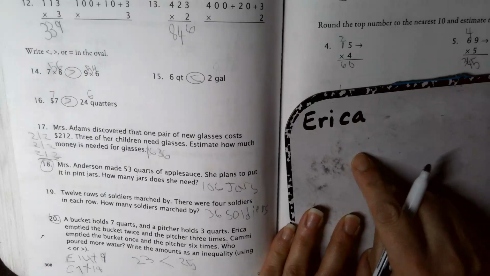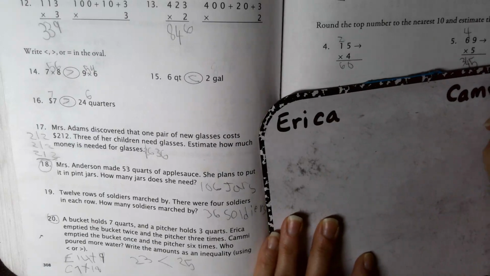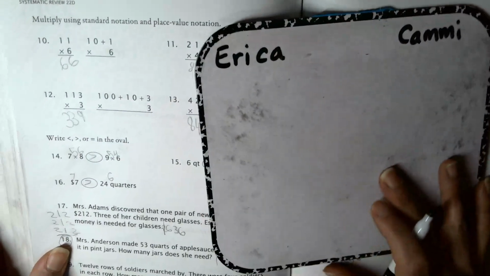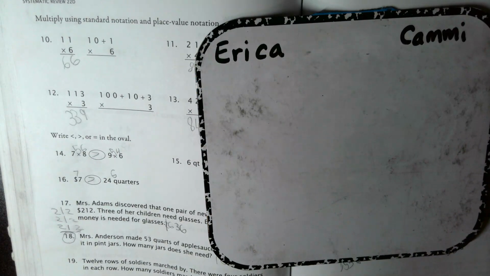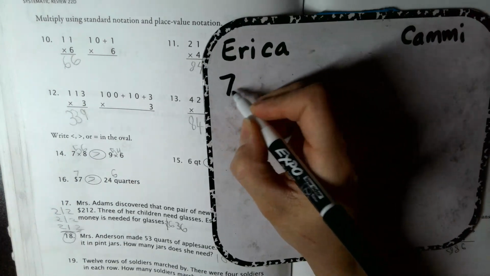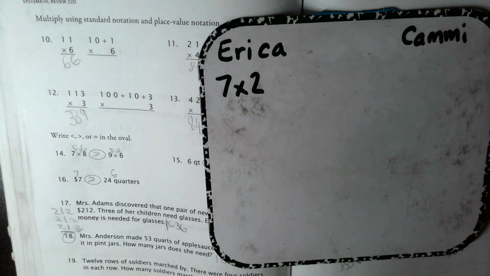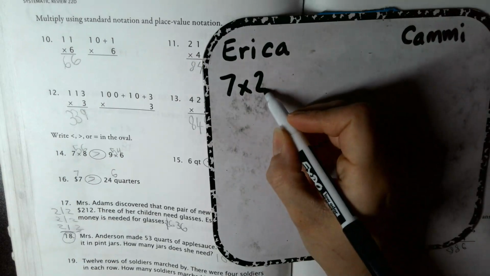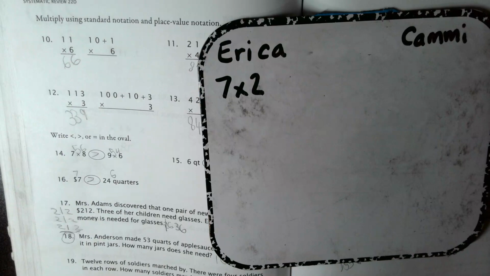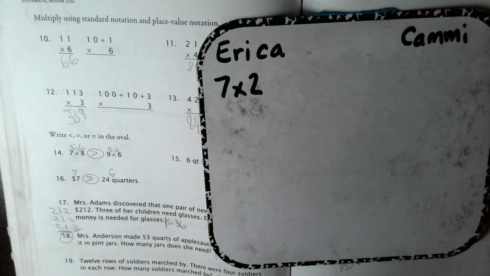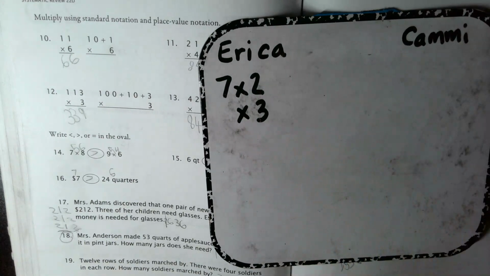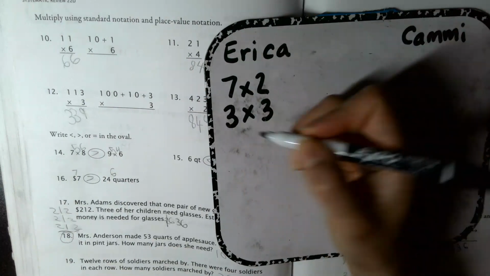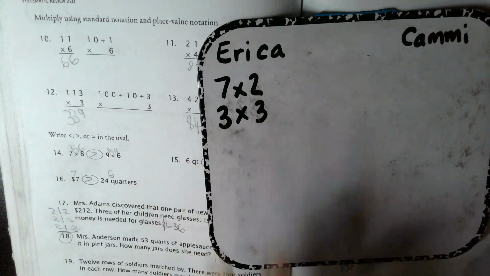by what they're doing. So there's Erica here, and then there's Cami on this side. Okay, so let me scoot that down more. So we have Erica and Cami. Then it says Erica emptied the bucket twice, and the bucket holds 7 quarts. So we'll do 7 times 2 for Erica. That's the bucket. She did that twice and it holds 7 quarts. And the pitcher, she emptied it 3 times. So the pitcher is times 3. And it says at the top that the pitcher holds 3 quarts, so we put that there. Okay, so we have all of our equations for Erica.